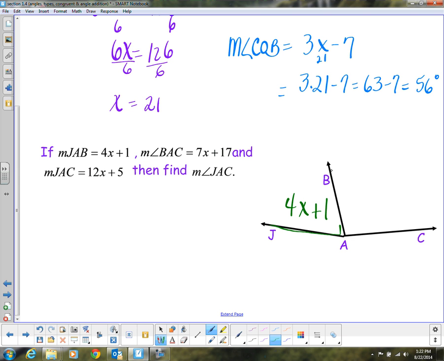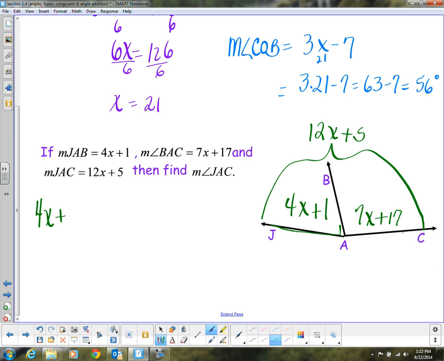We're being told that angle BAC is 7x plus 17. Those are the parts. Now we're being told that JAC, in other words, this whole great big angle, is 12x plus 5. So if we look at this, we've got 4x plus 1, and to that I'm going to add 7x plus 17, and that should equal the whole, which is 12x plus 5. Same concept, part plus part equals whole.